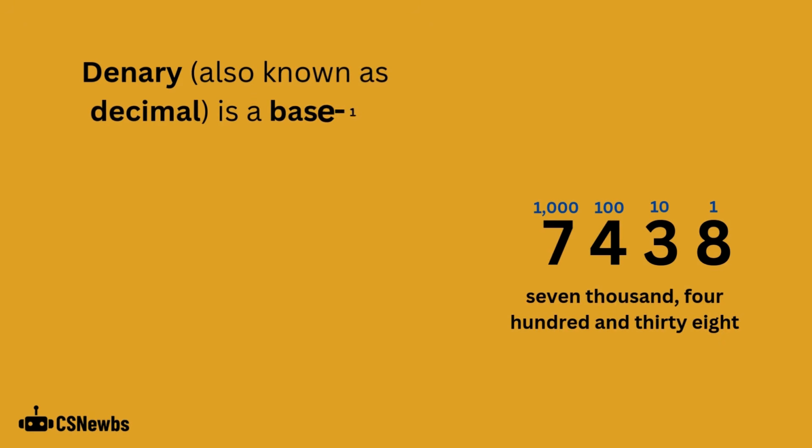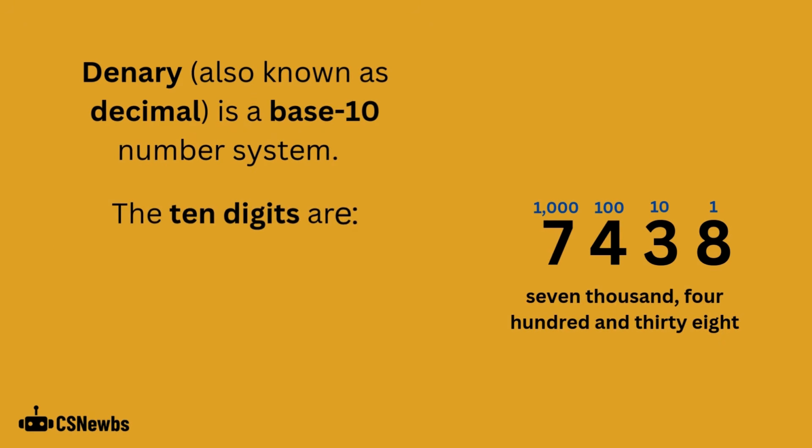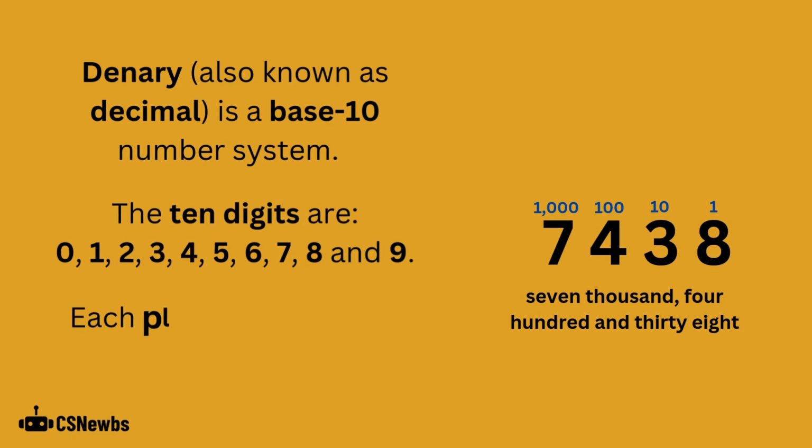Denary, also known as decimal, is a base 10 number system. The 10 digits are 0 to 9. Each place is a power of 10.